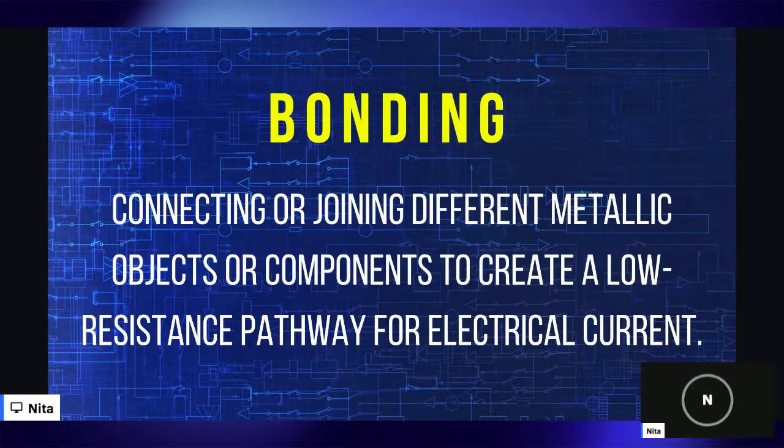So we see bonding in our main panel. In our sub panels, our neutrals and our grounds are not bonded. They are kept separate. Our appliances and our equipment, the metal frames, are bonded with our EGCs.